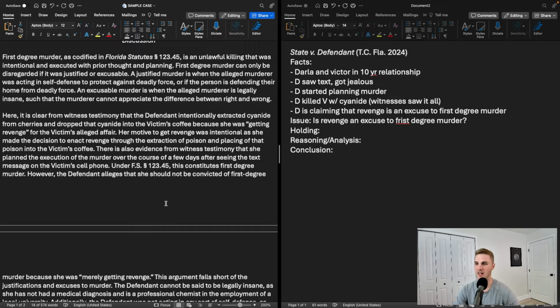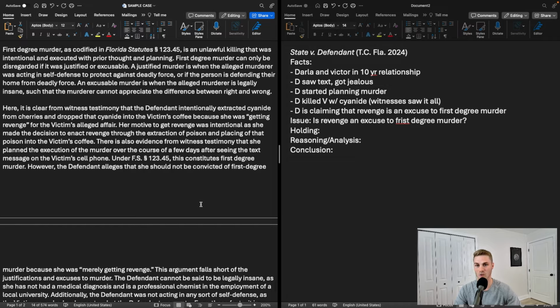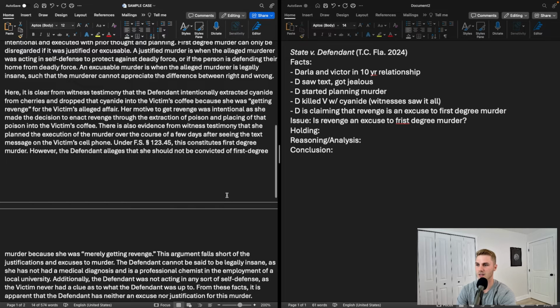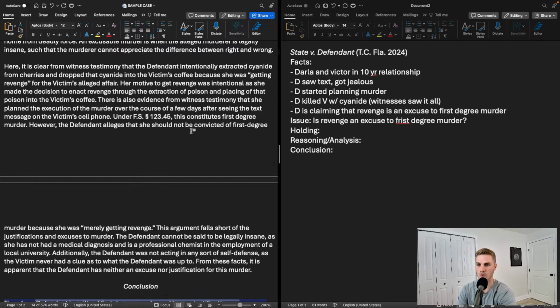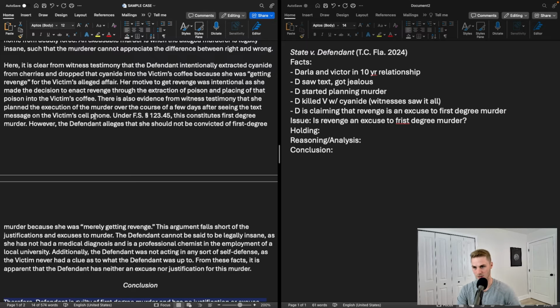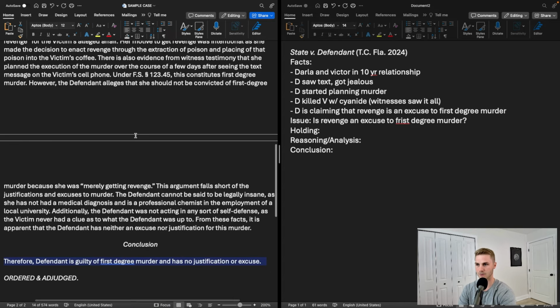So this is kind of just playing at the first-degree murder piece, which again, is kind of undisputed, and that's not the issue here. So getting distracted on issues, which is not the revenge or excuse piece, that can lose you points on an exam. Her motive to get revenge was intentional, as she made the decision to enact revenge through the extraction of poison and placing of that poison into the victim's coffee. There is also evidence from witness testimony that she planned the execution of the murder over the course of the few days after seeing the text message on the victim's cell phone. Under Florida Statute 12345, this constitutes first-degree murder. So that's not an issue. That's all settled and good.